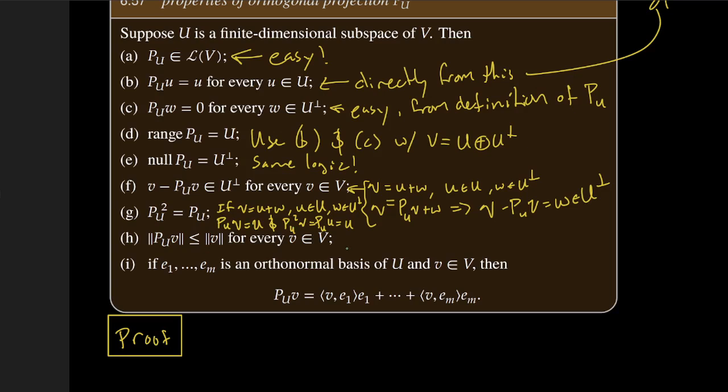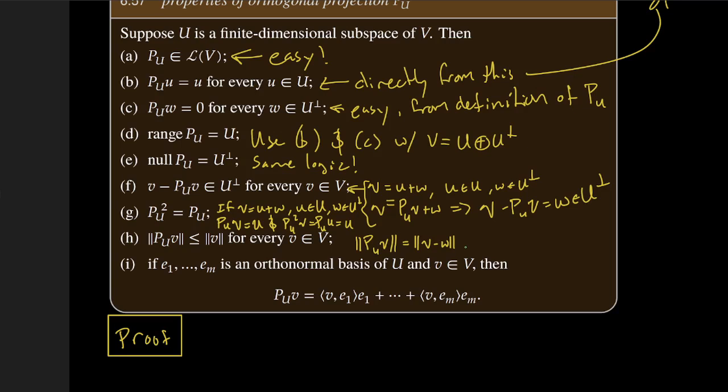Nice. All right, and then finally, not quite finally, close to finally, the norm of P_U v is less than or equal to the norm of v. So the norm of P_U of v, well, this is just equal to the norm of u, which is certainly going to be less than or equal to the norm of v. Do you agree with this?